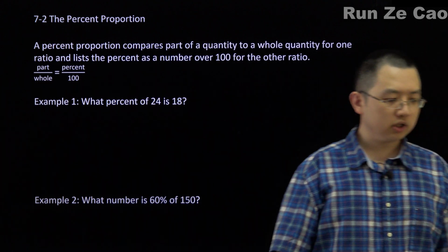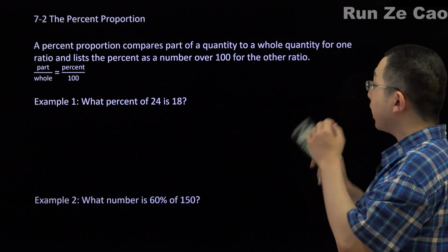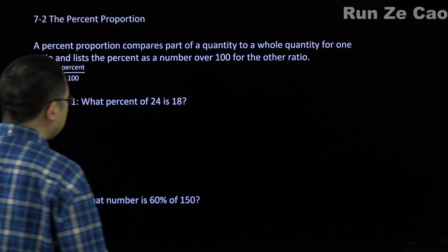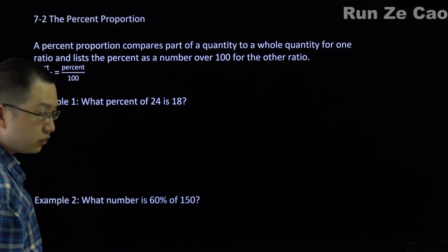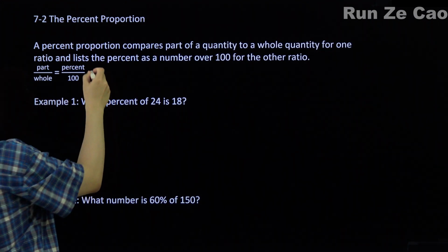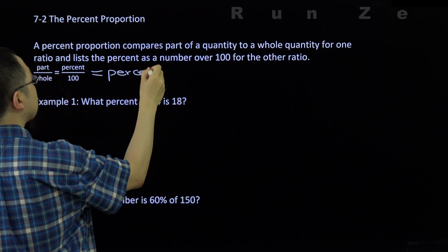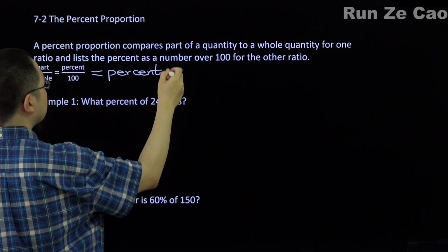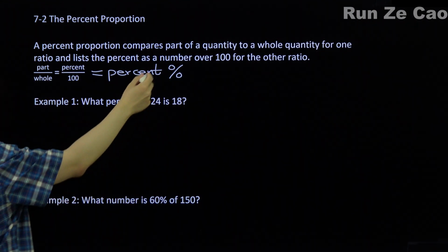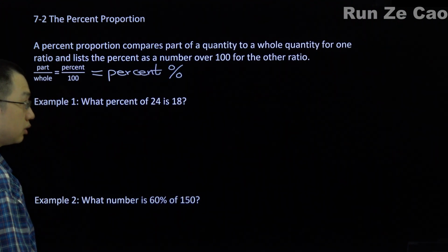A percent proportion. This compares part of a quantity to a whole quantity for one ratio and lists the percent as a number over 100 for the other ratio. You can also say that this is equal to percent, well, percentage, depending on what your area calls it. And then this symbol, which is over 100, really.